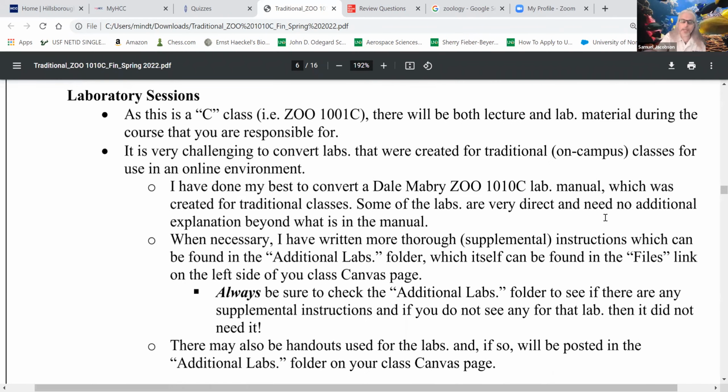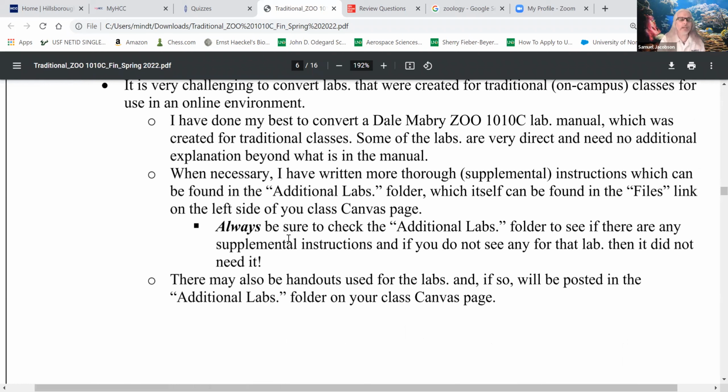All right, so like I was showing you with the lab manual, this is a C class I mentioned earlier too, combination lecture lab. So we have to have labs, and I'll show you all the labs we're doing again in the tentative schedule. As I was noting, you have the lab manual. It'll say in the tentative schedule we're doing this lab. Go in the manual, read it, do whatever it asks you to do. Like I was saying earlier, never forget for every lab we do to check that additional labs folder. That's where I'm putting any supplemental information, like extra instructions beyond what's in the lab manual.